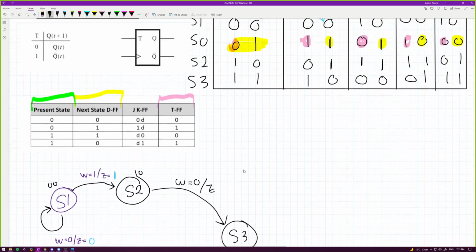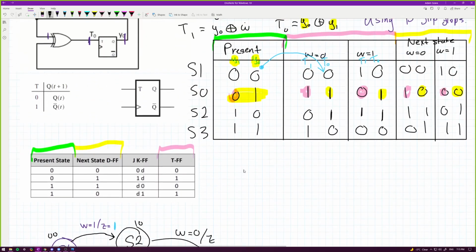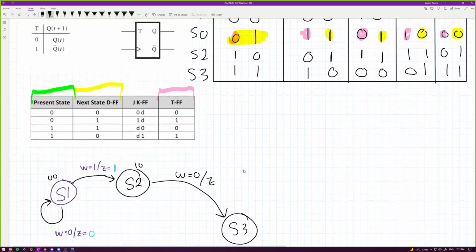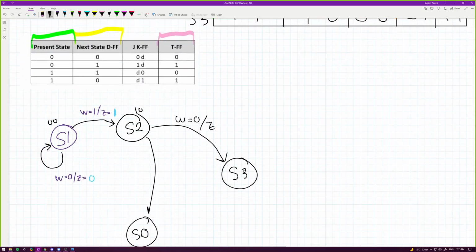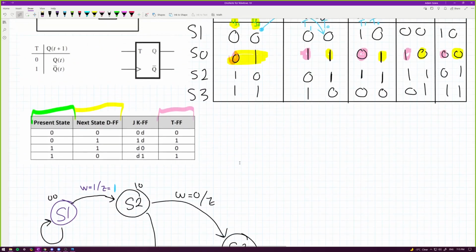If W is equal to 1, in your state S2, your next state is 0, 1. 0, 1 is S0. So that would be here, W is equal to 1. Okay, I will answer your question. Well, let's see. What would happen if you found the binary equation?